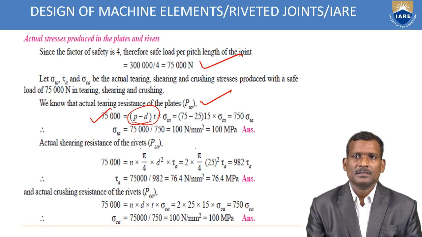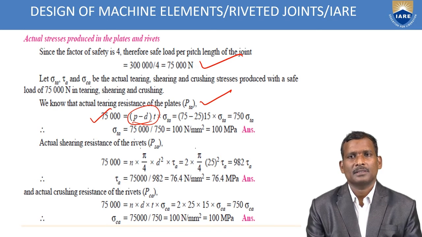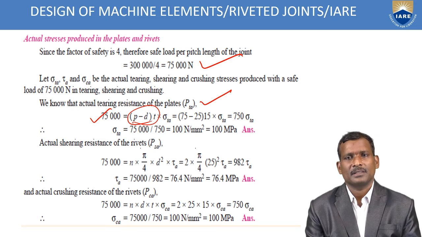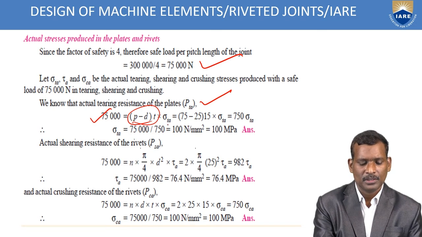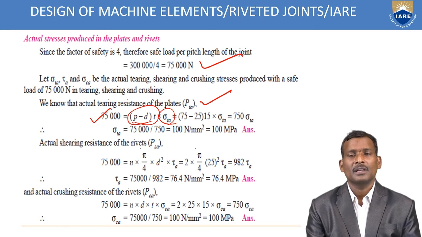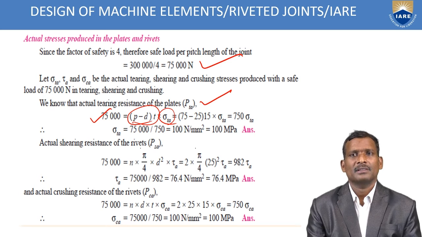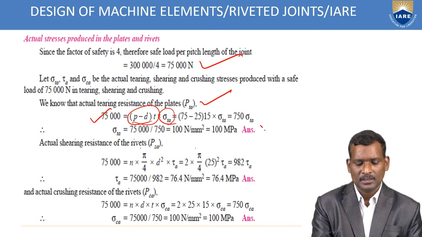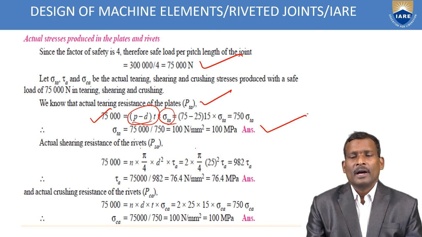In the previous case, I took the ultimate tensile stress, but in this case he has asked for the actual stress. So here we don't know the actual tensile stress, and we need to calculate it, so this value is unknown. All remaining values are known. Substitute those values in this equation and you will get the actual tearing stress, which is 100 megapascal.